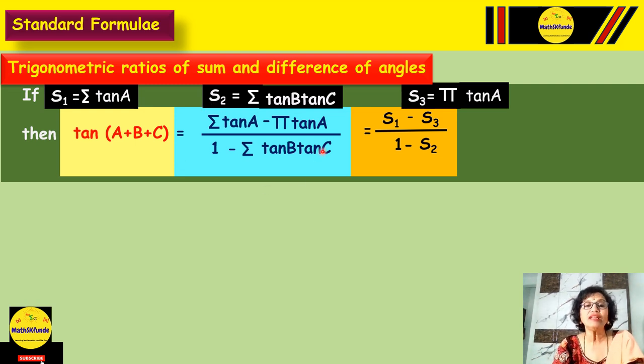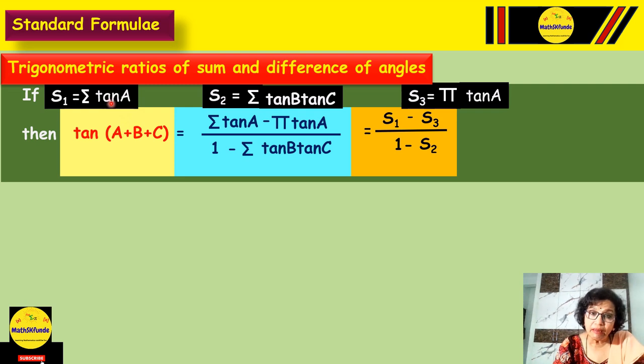Now, what we had written for tan of A plus B plus C before in sigma and product notation, I am trying to write in a more concise form here by writing it as S1 minus S3 upon 1 minus S2. Now, some of you may ask why we have written these 1, 3, 2 as suffixes.